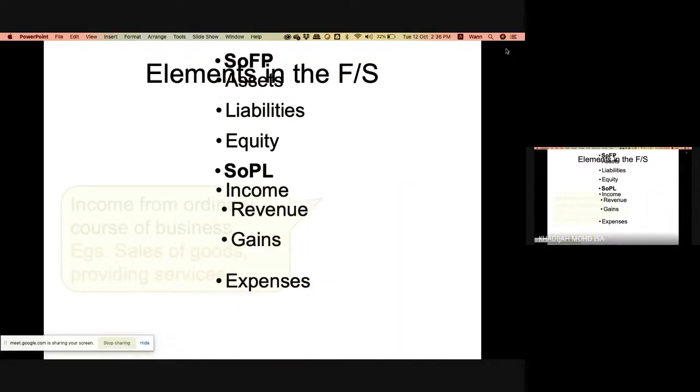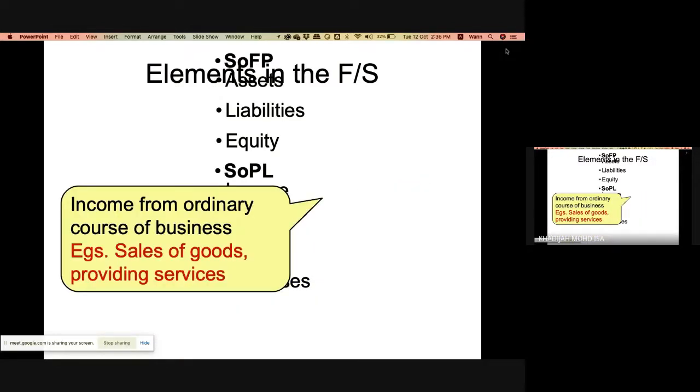So the second one is the SOPL, or your statement of profit and loss. Remember you have two types. One is income, the other one is expenses. So income is your sales of goods. Remember that we're talking about business. There are two types of business: business that provides services and business that actually sells goods. If you provide services, that is an income. If you sell goods, that is also an income, depending on which type of business you are.